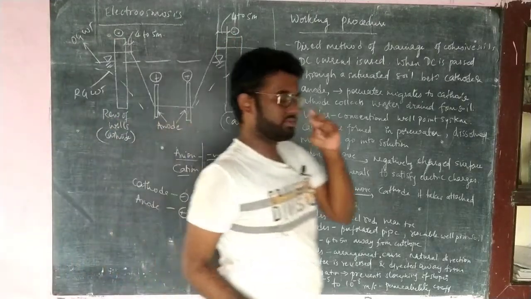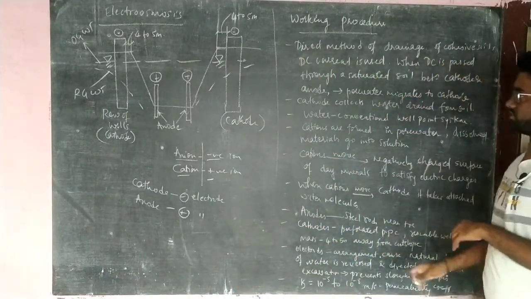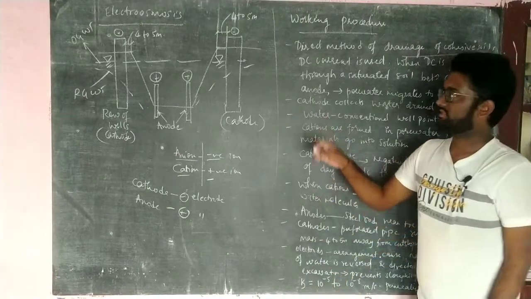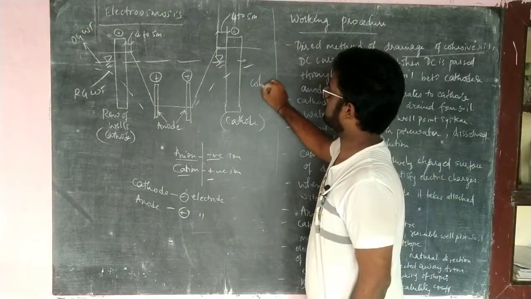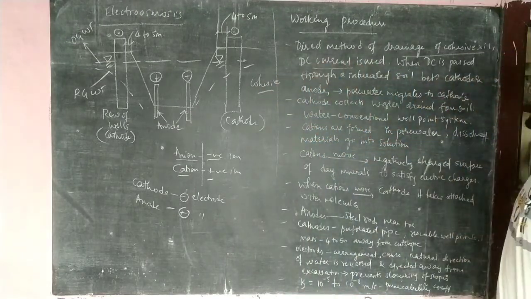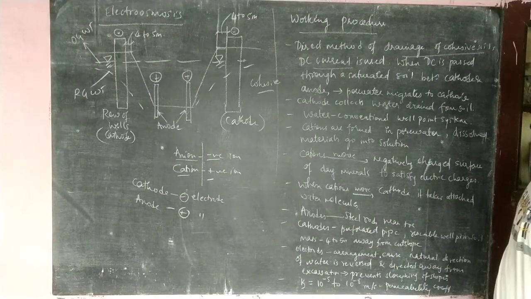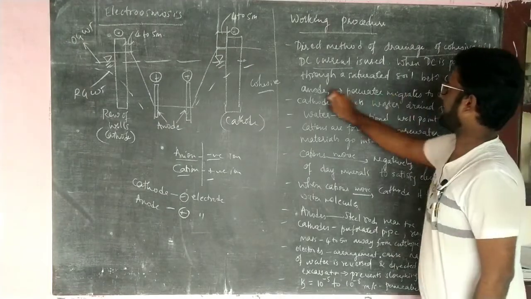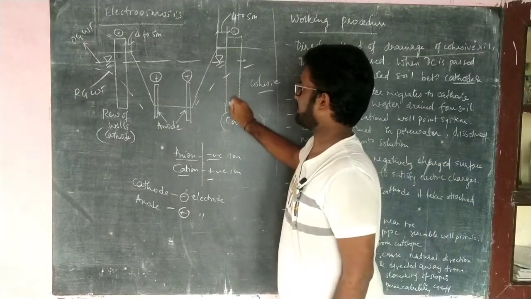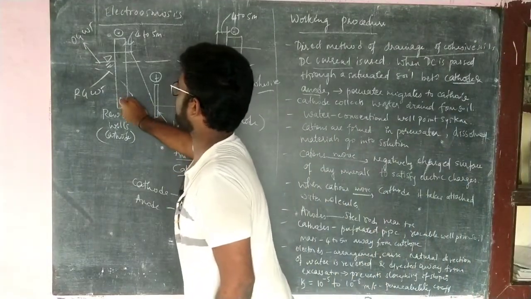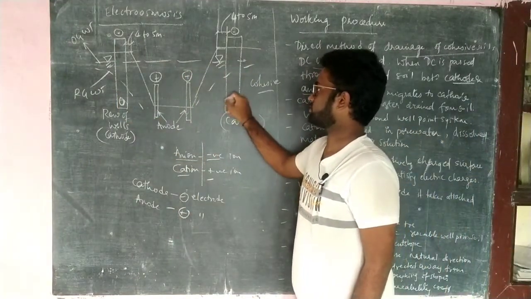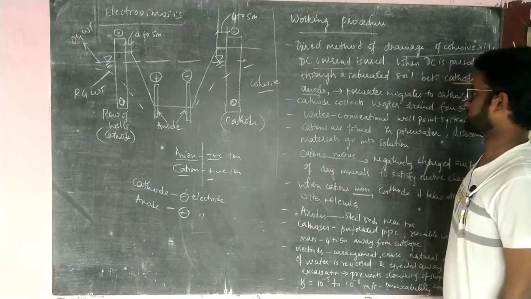So let us study the working procedure of this electroosmosis process. It is a direct method of drainage of cohesive soils. It is helpful only for cohesive soils. DC current is used, and when the DC current is passed through the saturated soil between the cathode and anode, pore water migrates to the cathode. So at this particular cathode, there is a formation of pore water, that is neutral pressure. The cathode collects all the water which is drained out from the soil.